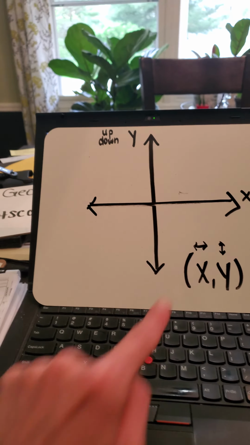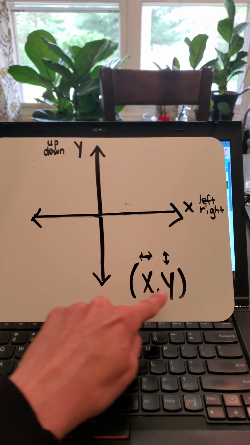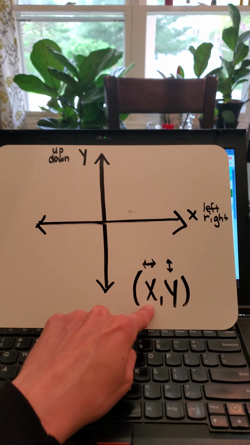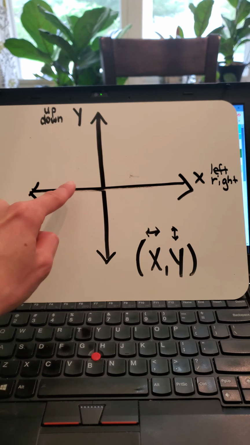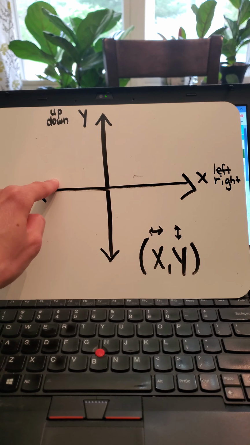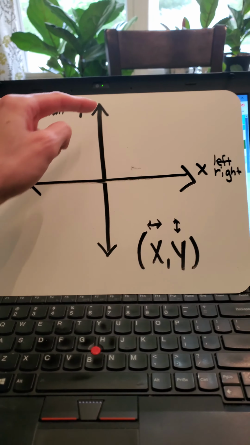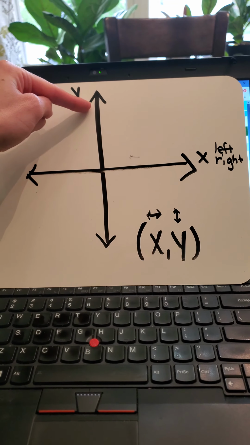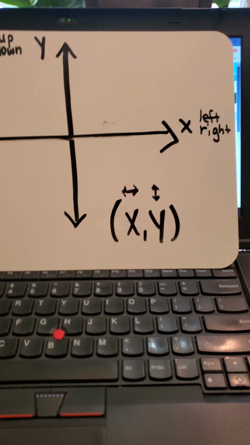And then our ordered pair is always x first, so x comma y. So when we graph, we go left and right first. If it's a positive 5, I go right 5 first. If it's a negative 5, I go left 5 first. After I go left or right, then I go up or down. So if it's a positive y, I go up. If it's a negative y, I go down. So just a quick review on that.